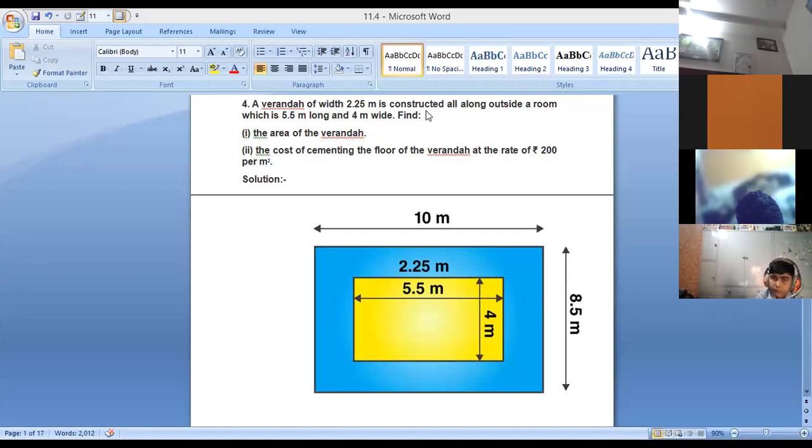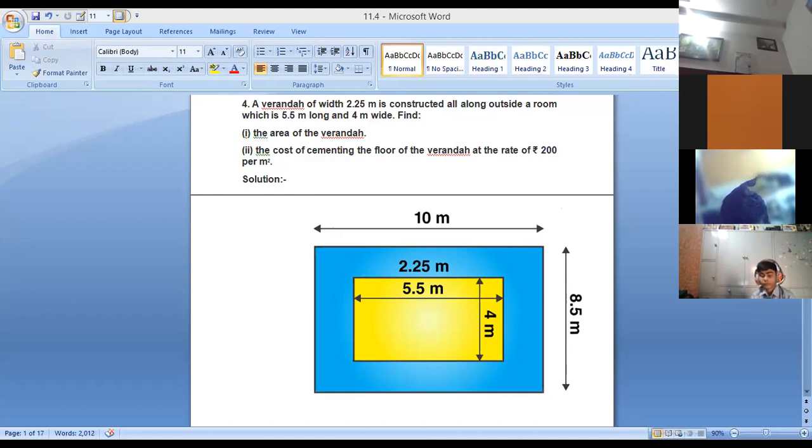width of that veranda. So we have to add 5.5 plus 2.25 from one side, 2.25 from the other side. So you will be getting outside the room 10 meters, and breadth you will be getting 4 meter plus 2.25 plus 2.25, from left side and right side, you will get 8.5 meters. Now we have to find out the area of the path.